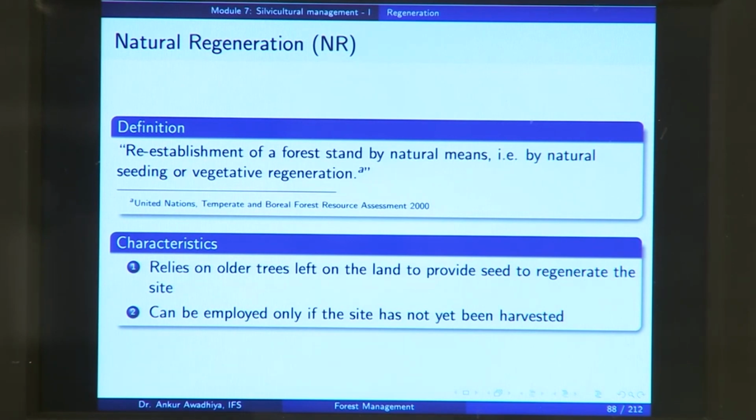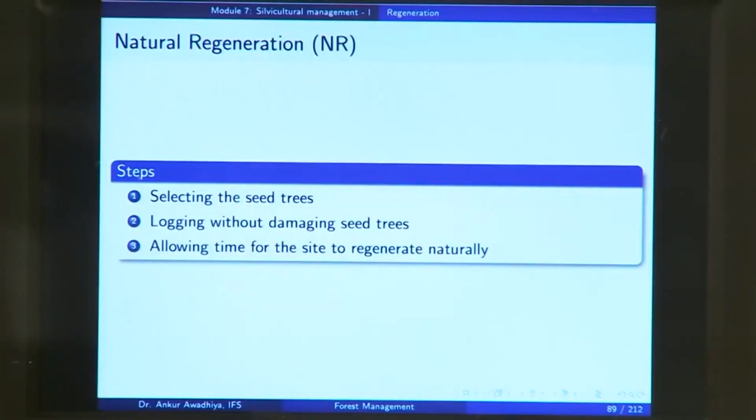So, suppose you have a forest and you have completely harvested your forest, so that no tree remains on the site. In that case, you cannot go for natural regeneration, because there is no possibility of new seed production in the area. So, the steps are: 1, you select the seed trees.